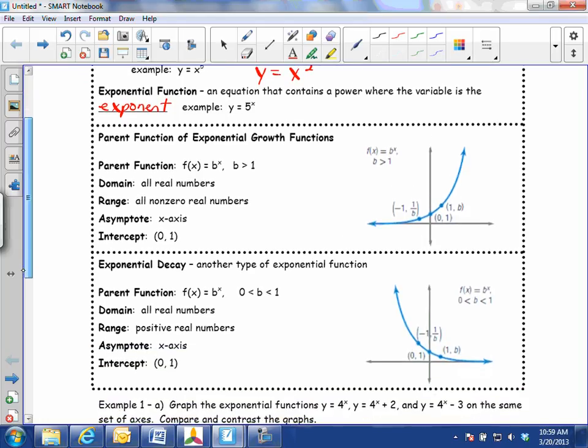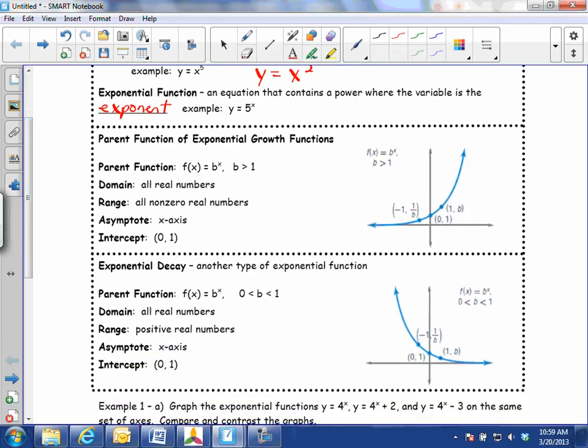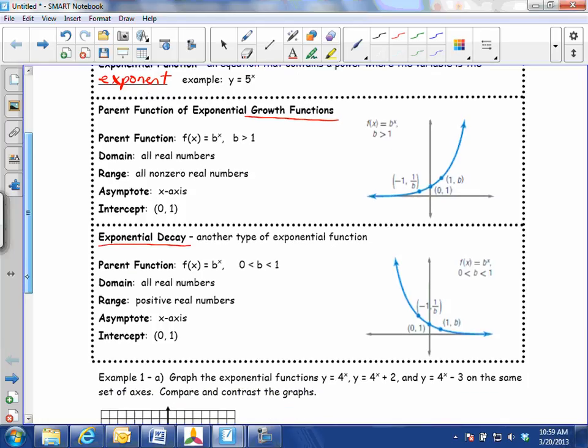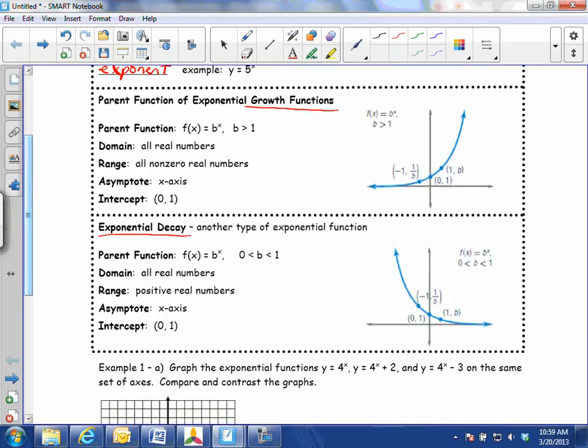Okay, so we've got the parent function of exponential growth, and we've got exponential decay. Notice that exponential growth goes up and up forever and ever. We have an asymptote. In this case, in the parent graph, the asymptote is the x-axis, where it's going to get closer and closer to the x-axis, but it's never going to reach it or cross it.